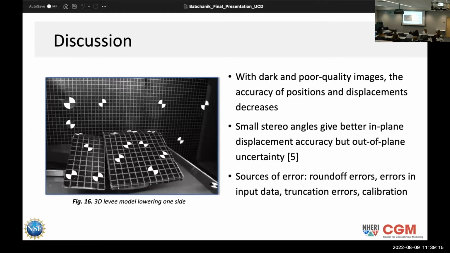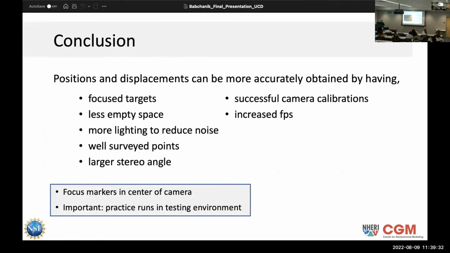There are many types of errors also, but three main ones I will mention are roundoff errors, errors in input data, truncation errors, which are basically caused by the algorithm itself due to approximations made within the algorithm, and then calibration for the cameras. So there are many parameters and other factors to be aware of that the software depends on to be accurate.